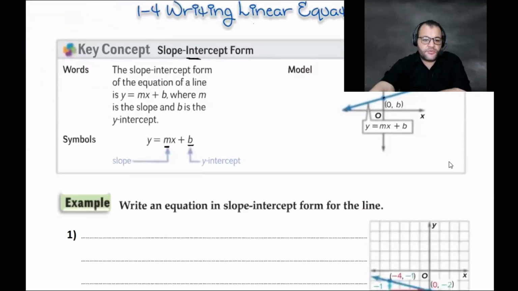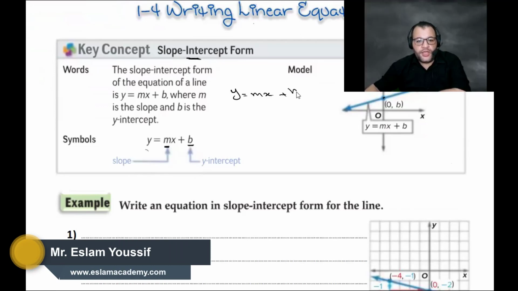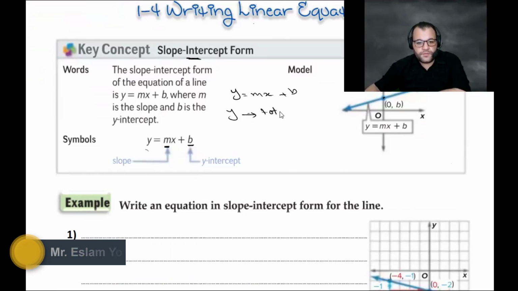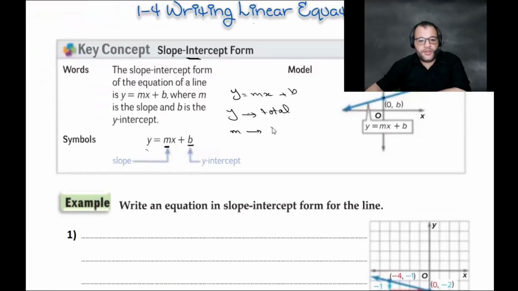So to write the equation in slope-intercept form, we use the relation y equals mx plus b, where m is the slope, x and y are the two variables that we have, and b is the y-intercept. If you want to convert to a real life situation, y equals mx plus b represents the following: y is the total amount, m is the rate of change, x is the number of, it depends on the question, and b is the initial amount or the beginning. So that is the meaning of y equals mx plus b in a real life situation.